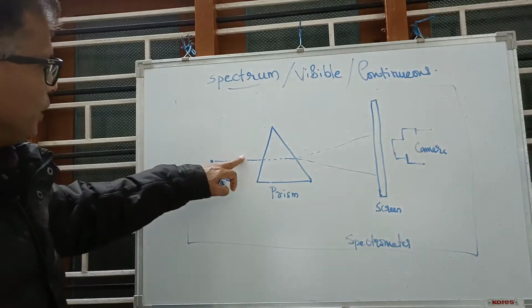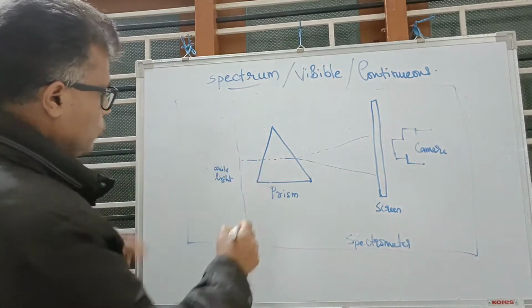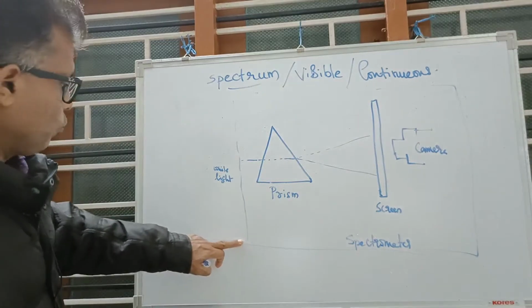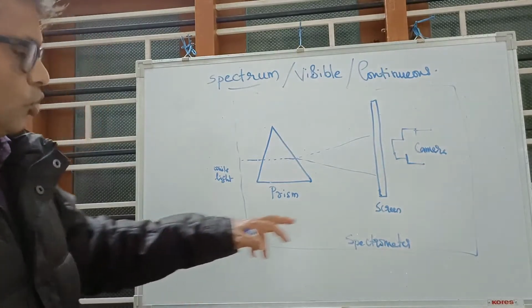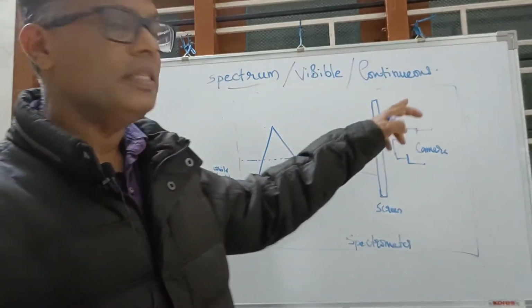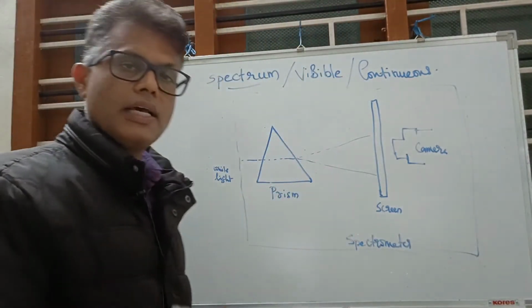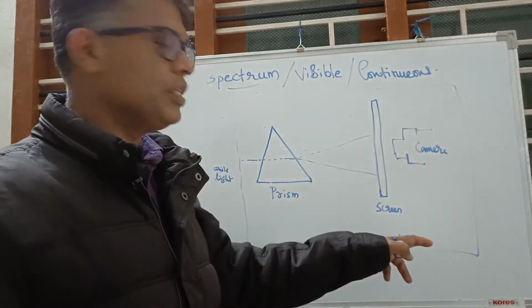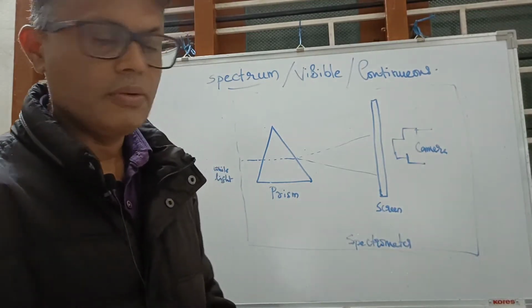Spectrometer. There will not be any white source here. Everybody clear now what a spectrometer is? In a spectrometer there will be a prism, a screen, and a camera. We need this spectrometer afterwards, that's why I just explained it here now.